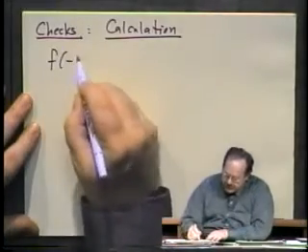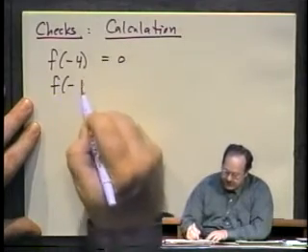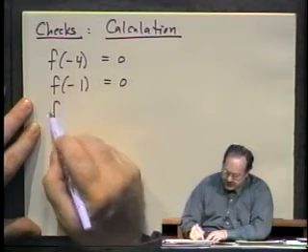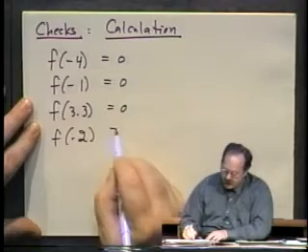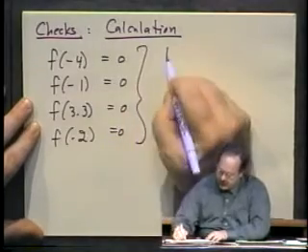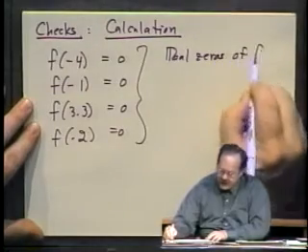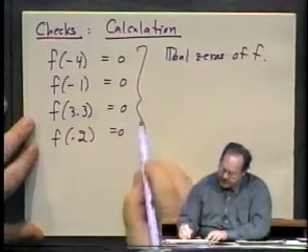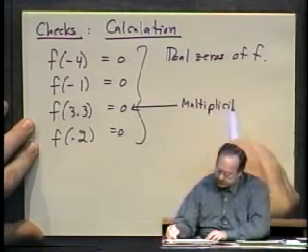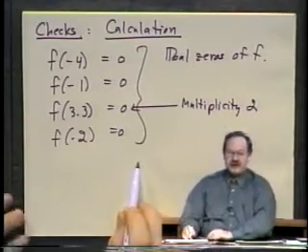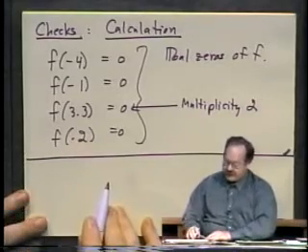And what I find out is my approximations, f of minus 4 does equal 0. F of minus 1 does equal 0. F at 3.3 does equal 0, and f of 0.2 also equals 0. So these are real zeros of f. And this one here was the one with multiplicity 2. And all the rest, of course, have multiplicity 1. Usually when you don't mention the multiplicity of a 0, you assume that it has multiplicity 1.